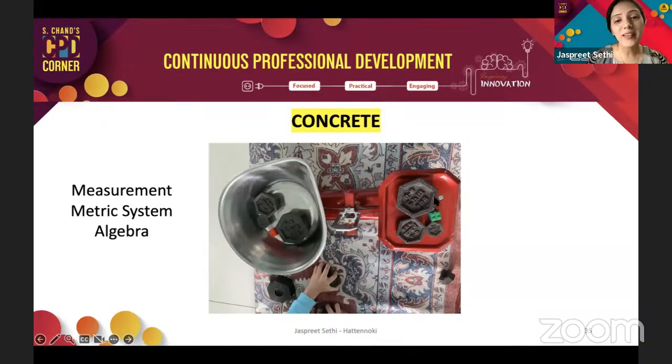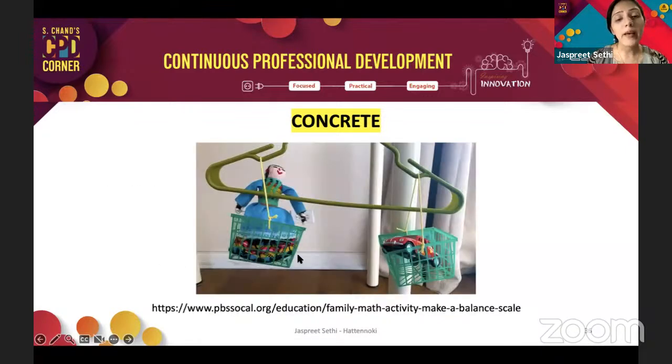Physically actually using scale for measurement. I also use it for algebra. I will show more of how I employ this in the class. And sometimes to actually get the students to create their own scale, which would be a simple hanger and 2 baskets, and seeing which one's heavier, which one's lighter, and how it will balance.